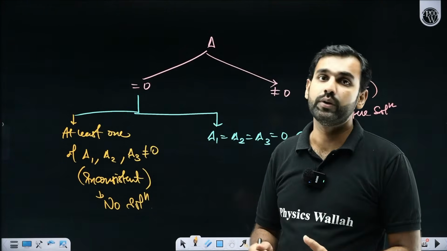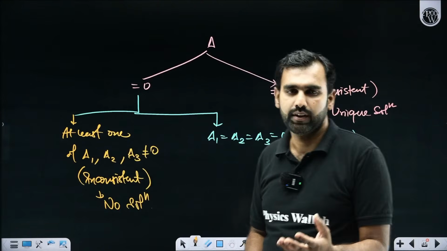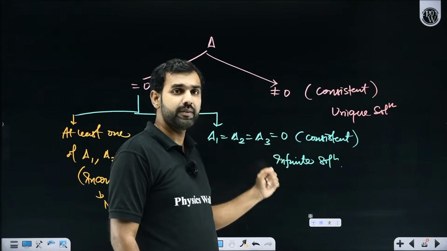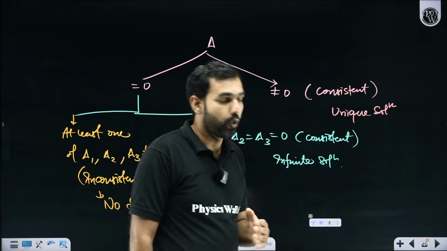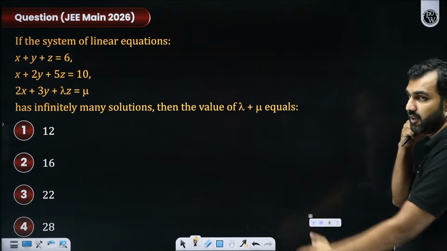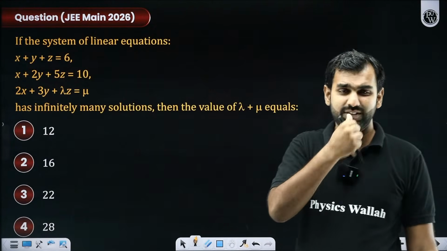They sometimes tell you that a system of equations is consistent. So if it is consistent, there are two possibilities. Delta can be 0, delta cannot be 0. I hope you will remember all of these cases and the kind of questions asked by JEE Mains based on these scenarios. Let's solve one.